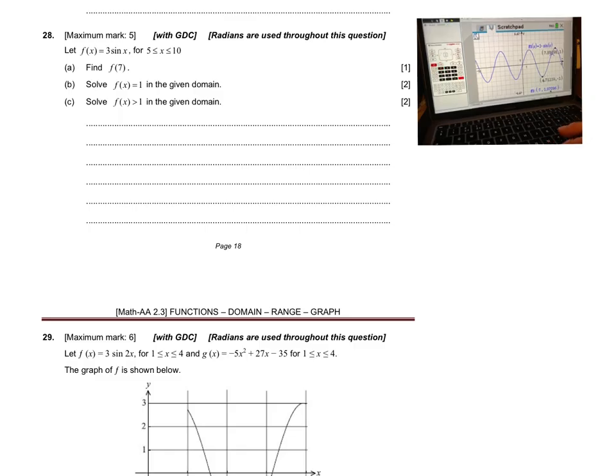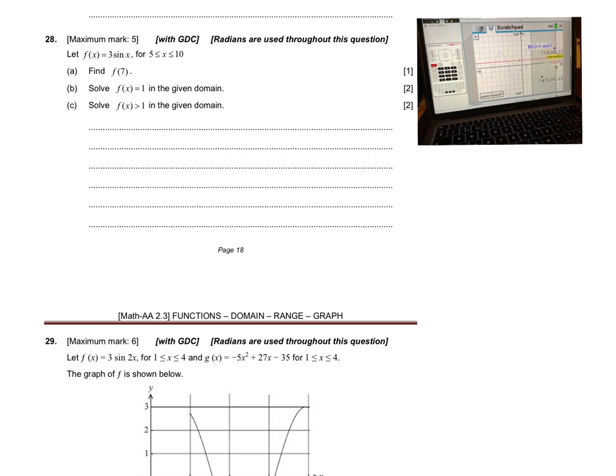So that's the answer, 1.97. Solve f at x equals 1 in the given domain. If we want to solve an equation, we can just type in 1 and find the intersection. So intersection, and this is from 5 to 10, it says in the domain. If you see here, that's outside the domain, 2.8. This is 6.62, so x is 6.62.